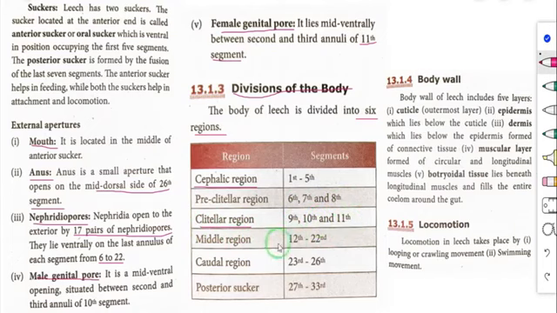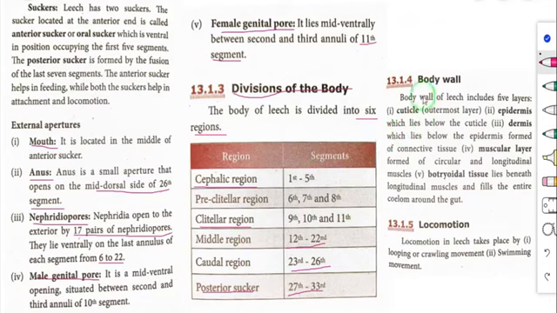Then the middle region, that is the 12th to 22nd segments, is known as the middle region. Then the caudal region, the 23rd to 26th segments, is the caudal region. The posterior sucker is the 27th to 33rd. So these are the divisions of the body. Six regions are present. The segments are also given here.